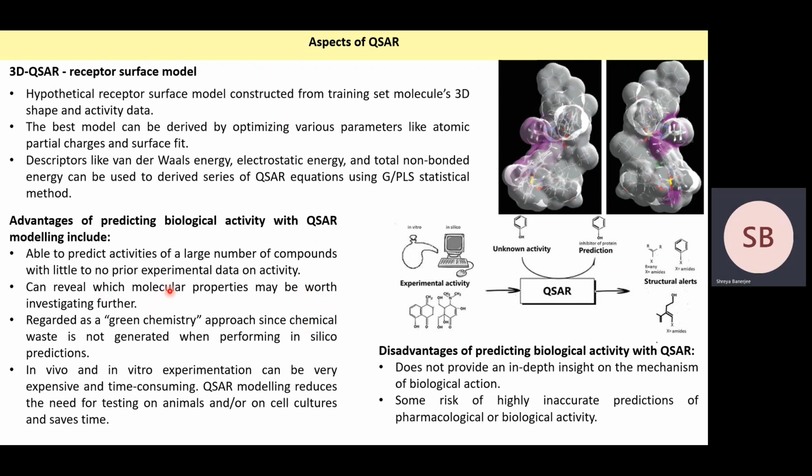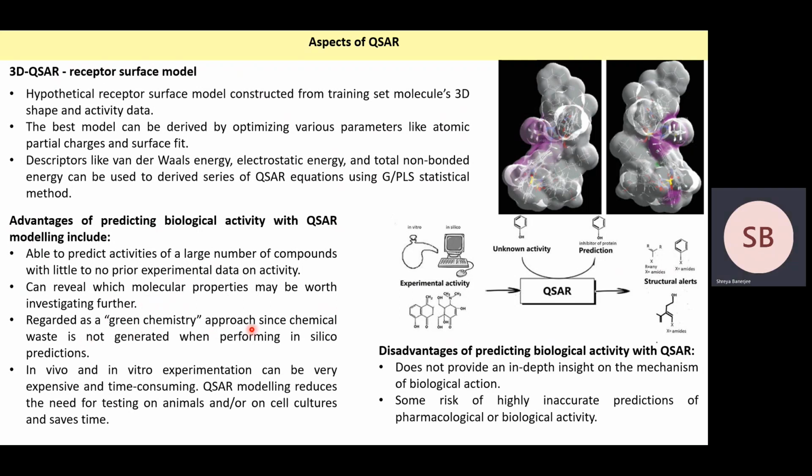Secondly, QSAR can reveal which molecular properties may be worth investigating further. What this means is that QSAR gives an idea of which molecular properties are most affecting the activity. So it narrows down the molecular properties that need to be tuned in order to optimize the activity.